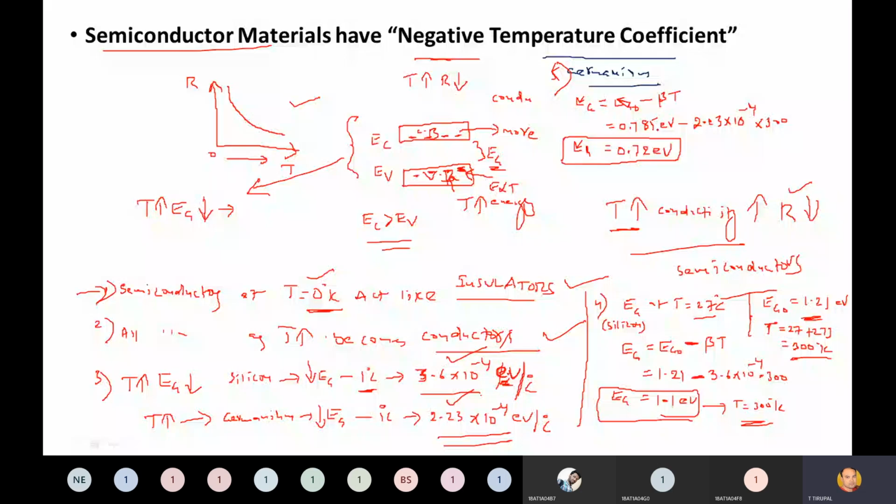At 0 degree Kelvin, you put T equal to 0, then Eg is equal to Eg naught, that is 0.785 electron volts. So these are very important points that you need to remember for competitive exams. And semiconductor materials all have a negative temperature coefficient. These are all important points that we are learning here.